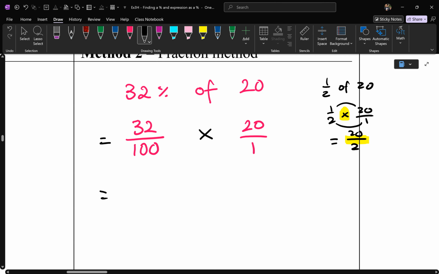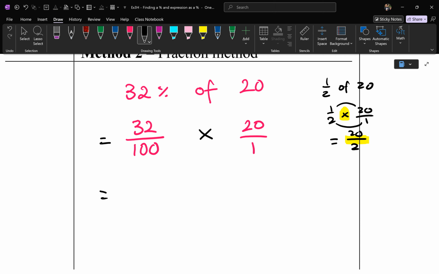Now, when we're doing multiplication of fractions, you don't want to do top with top, bottom with bottom. You want to reduce it. What two numbers can you see already that you can reduce? 20 and 100 again, just like before. 20 goes into both top and bottom here. 20 goes into 20 once. 20 goes into 100 5 times. So I can reduce the fraction to 32 over 5 multiplied by 1 over 1. That's much easier to do.